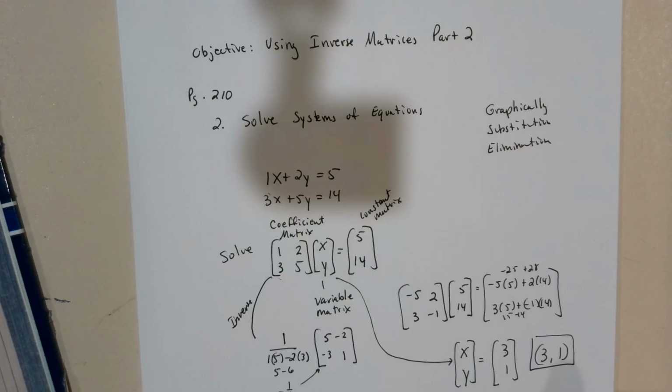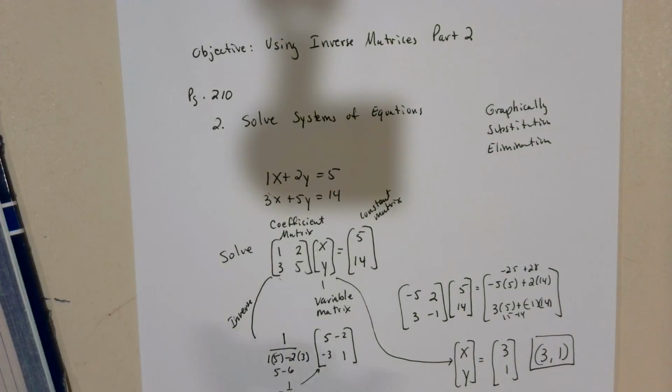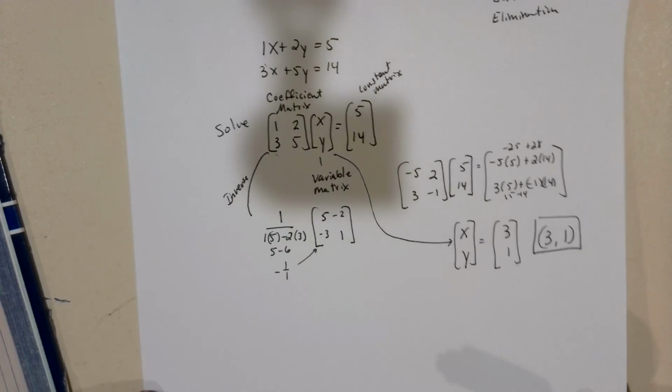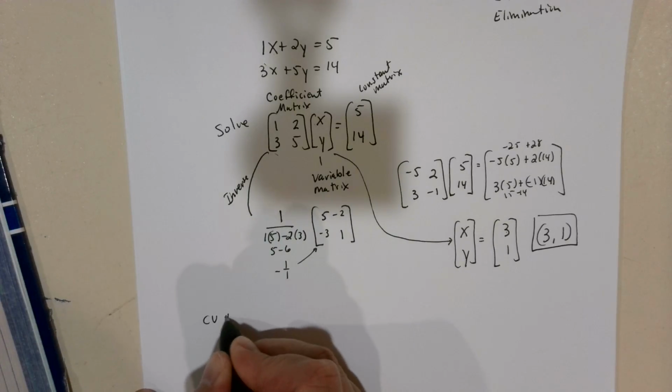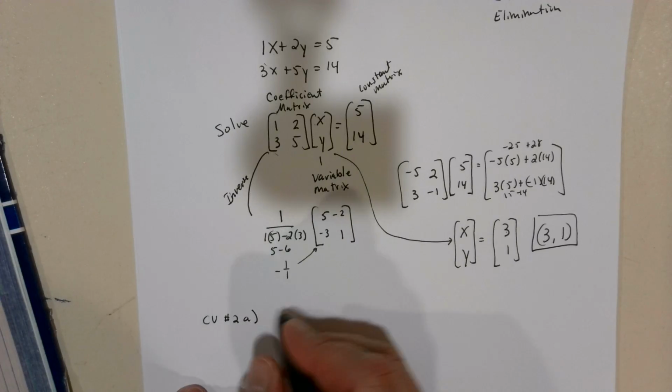And in pre-cal, we will use it to solve larger systems, those big 3 by 3s. This way can be a little bit faster. Now, before I let you go, I would like for you to try page 211. There is a Check Understanding number 2, and I would like for you to try part A.